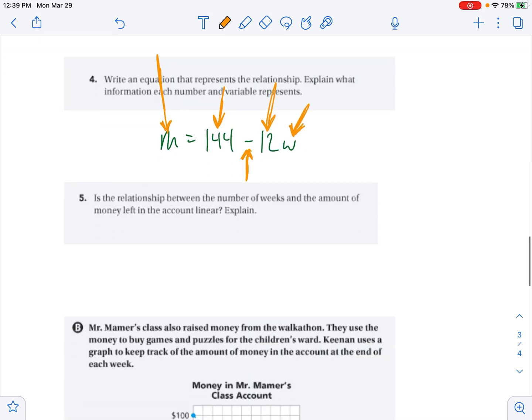And we ask ourselves, is the relationship between the numbers linear? Well, did it make a nice line? Yes. And why did it? Because it changed at a steady rate. In fact, it went down at a steady rate.